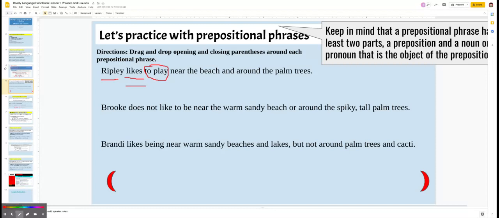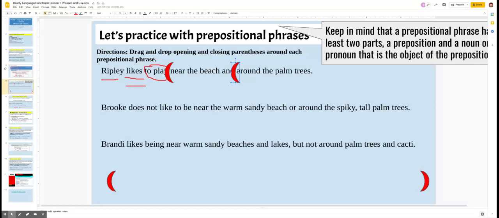So, what is my preposition? Well, one of my prepositions is near, and I have another preposition that is around. So we know we always want to put an opening parenthesis in front of our preposition. So we're going to need one in front of near, and one in front of around. And keep in mind, prepositions are anything a plane can do to a cloud. It can go on, around, under, above, below, in, out, with, for, from, into, up, through, at, over, toward, until, about, after, between. There's a whole lot of prepositions.